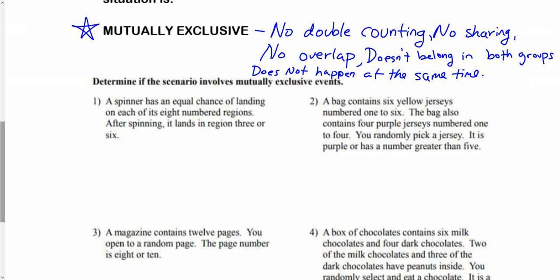So here's example number 1. It says a spinner. You guys have seen the spinner. We did the one with the different colors the other day, except this one is numbered from 1 through 8. Here are the two events. You're going to spin the spinner and try to get a 3 or a 6. Is it possible to get 3 and 6 at the same time? No, it's impossible. So that means this one right here is mutually exclusive. It does not happen at the same time, so it is mutually exclusive.